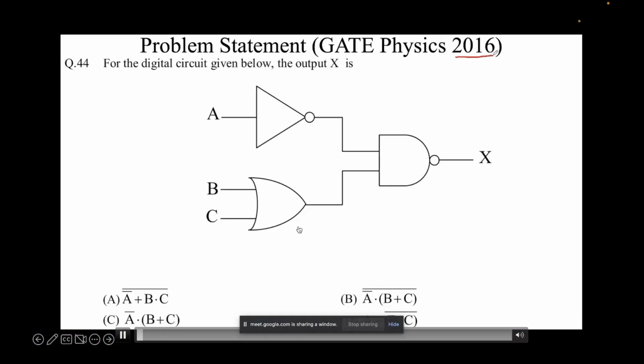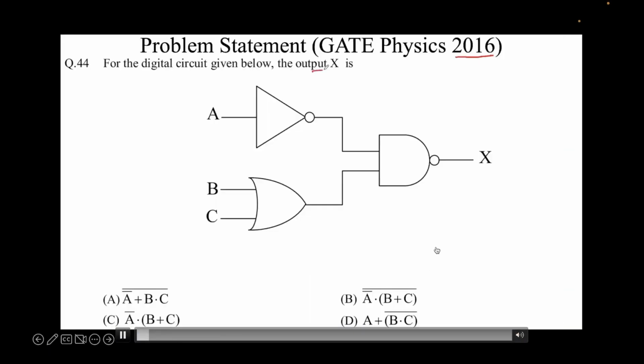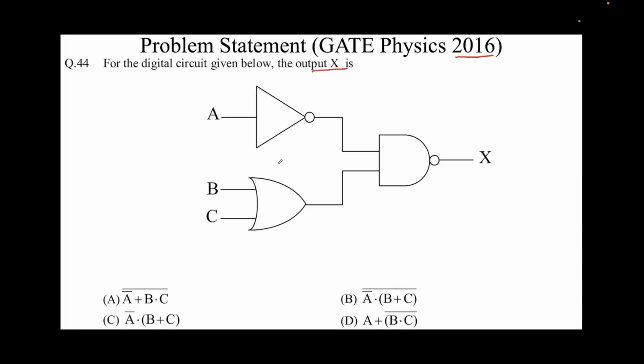The question from Gate Physics 2016 reads as follows. For the digital circuit given below, the output X is... We have been given a circuit with 3 logic gates, and we are required to find the output X, which is on the right side. The 3 inputs are A, B, and C, and we have been given 4 options. This is a multiple choice question with only one correct option, and we have to choose the correct option.